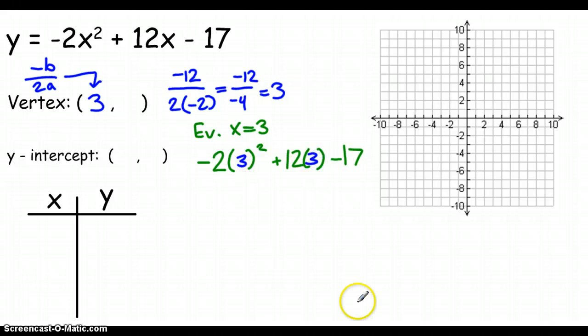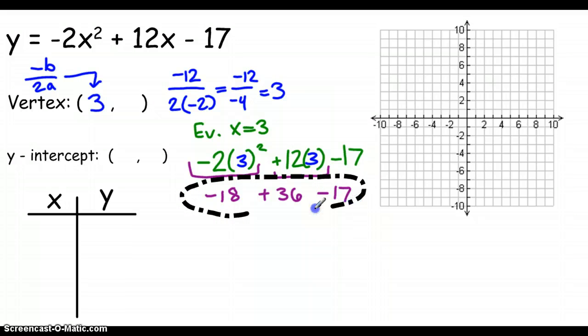So now, we have it set up and we're going to evaluate this piece by piece. For this first one, you take care of the exponents first. So 3 squared is 9. We multiply that 9 by the negative 2 to get a negative 18. Then the next piece is 12 times 3, which gives us a positive 36. And then we have this negative 17.